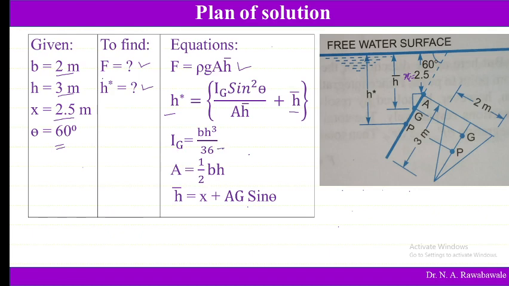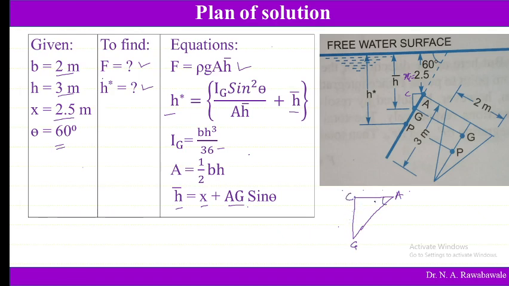So here the area is given by 1/2 bh, the area of the triangle, and h bar is nothing but x plus AG sin theta. Here also, if we consider AG and this point as say C, in this triangle AGC, we want to find out the distance CG.